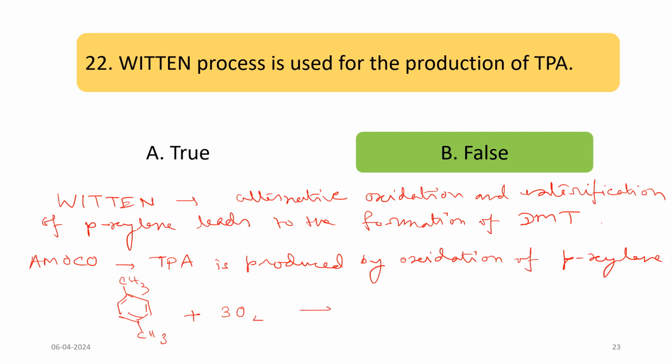and the oxygen, and it produces TPA plus water. So in the middle of the process, where p-toluic acid is produced as an intermediate product, it is removed by the radicals of bromine, and that is why we use the radicals of bromine and acetic acid as a solvent. This is the difference. So the Amoco process is used for the production of TPA. Okay.